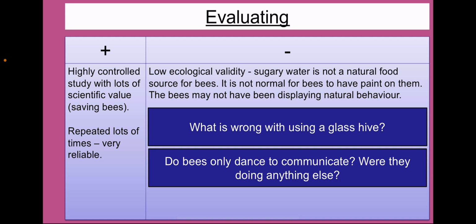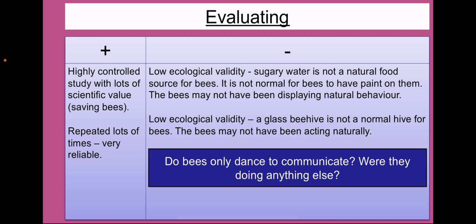We can also comment on the unnaturalness of the glass beehive. So the glass beehive comes with low ecological validity. It's not a normal hive for the bees to set up a home in. So again, they may not have been behaving completely naturally.